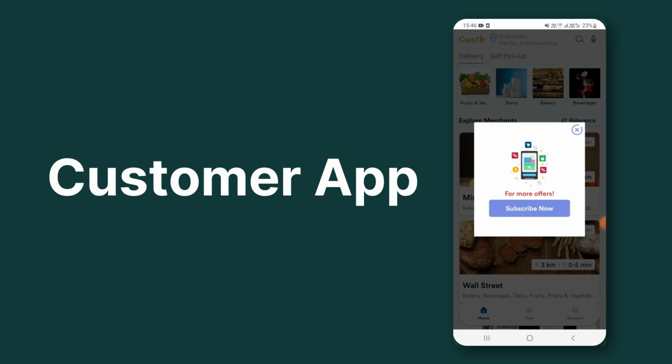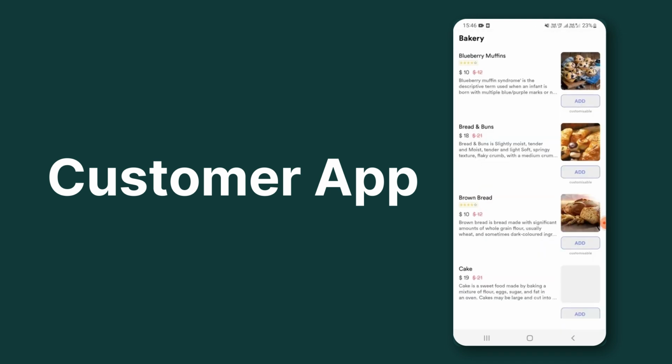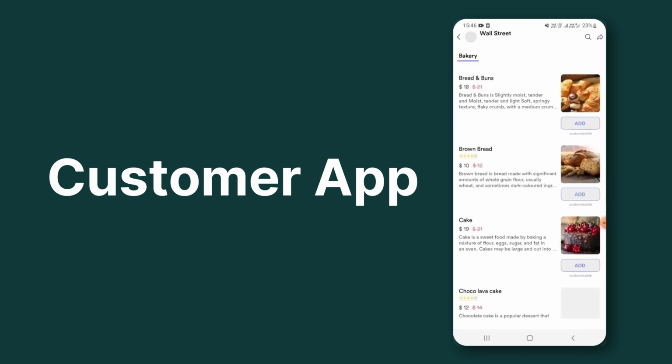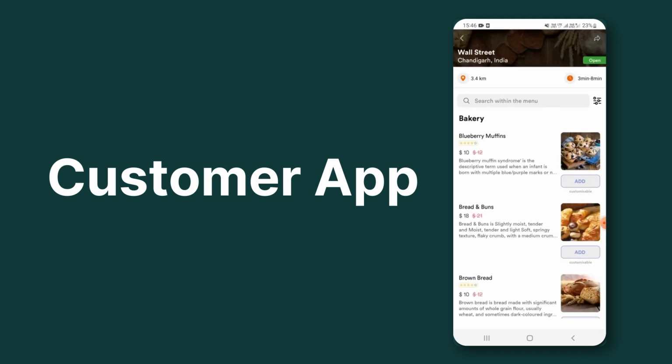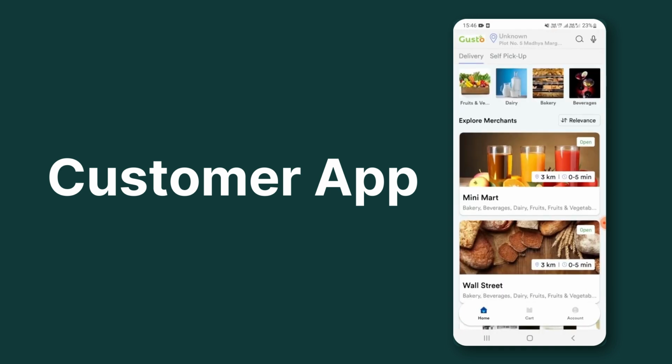This delivery app is a multi-vendor app. This feature allows us to order from different stores and categories. Let's look at a store called Wall Street, which specializes in bakery products like muffins, bread, and cake. This allows multiple local stores in a region to register as vendors on our 10-minute delivery app and sell products directly to customers. Now, let's navigate back to the main screen to select from the categories.